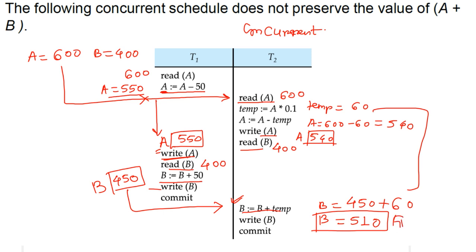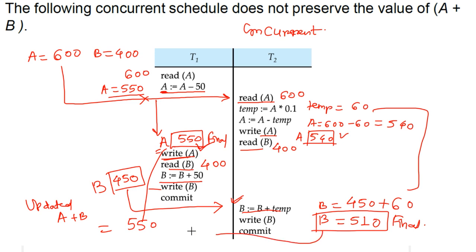So this is the final value of B, where we are having the final value of A here, but after that T1 has done the final value of A, so that is 550. So we have to take this final value of A. So add all these final updated values of A and B, updated A plus B. So A will be coming from here, that is 550, and B will be coming from here, that is 510. And what is the addition? 1060, which is inconsistent. This is not the addition that we expected.